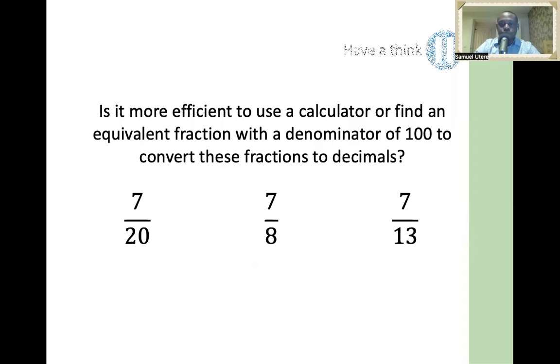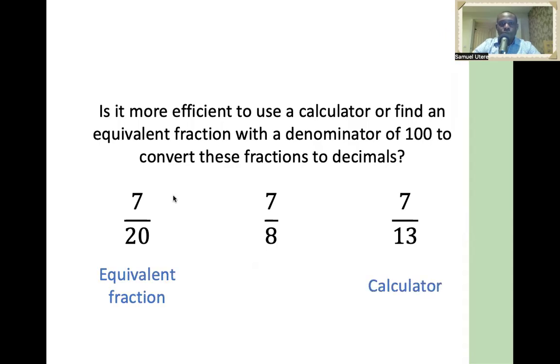Well, we could do that. That is easy to do because we know 20 times 5 will give us 100, so that's easy to do. Well, this one I would definitely use a calculator because 13 is not a factor of 100, so that would be a bit challenging for us to do. But for this one, we could do either. So watch how we approach this.